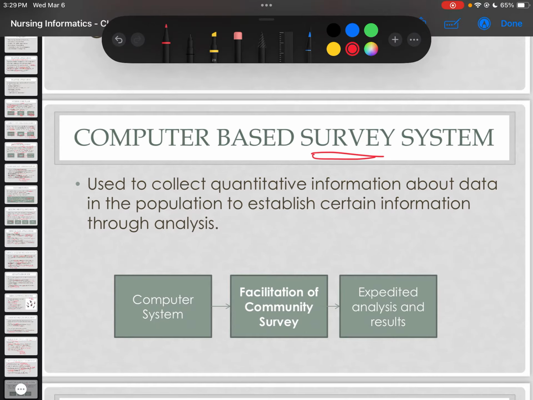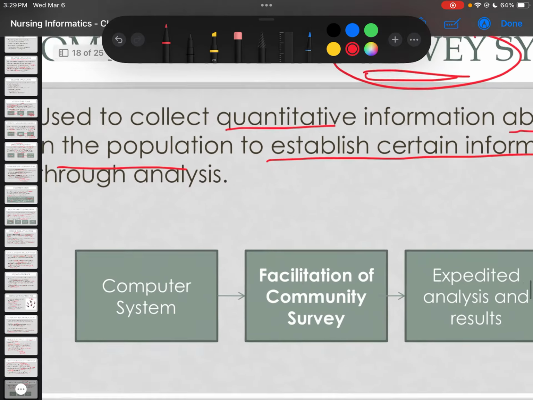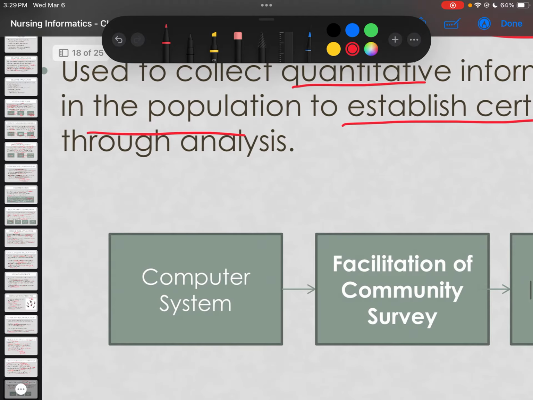Computer-based survey system, now this is used to collect quantitative information about data in the population to establish certain information. Okay, class, pamina mo class, when you undergo CHN2, hopefully maka-survey mo so that you can truly appreciate CHN, no. Hopefully maka-survey mo. Okay, so what we do is something like this.